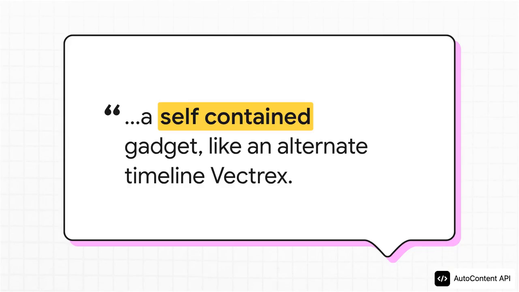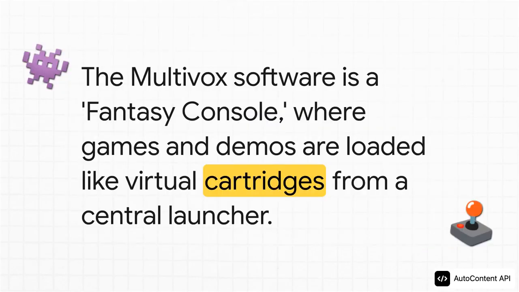Now, if you're not a retro gaming nerd, the Vectrex was this really unique console back in the 80s that had its own screen and used these cool vector graphics. And that's the vibe they're going for here. This feeling of a self-contained, kind of magical gadget. Something that feels like it just popped out of an alternate timeline. And they really leaned into that whole idea.